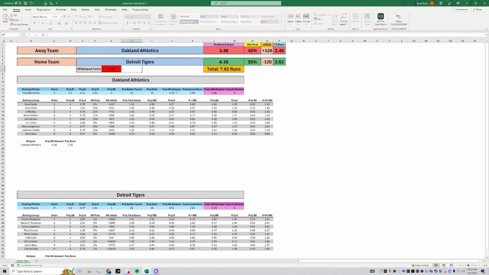This number is pretty important if you're looking at taking home run plays. If you see a pitcher who is closer to 1, then you might want to look at taking the opponent for a home run. But if they're this low at 0.38, Paul Blackburn's likely not going to give up a home run, especially with this 0.69 factor.